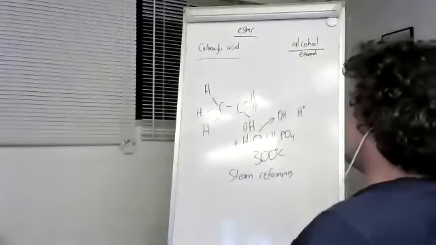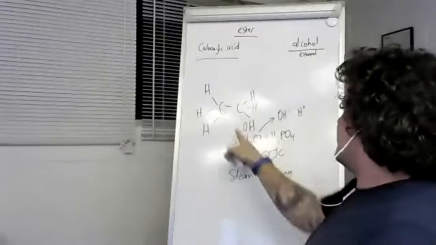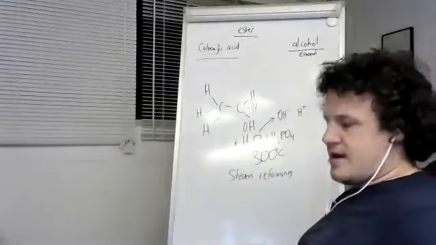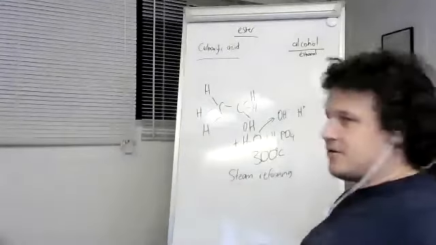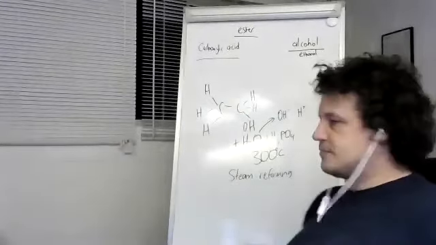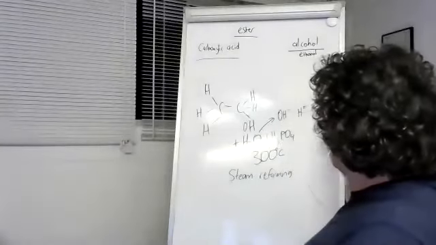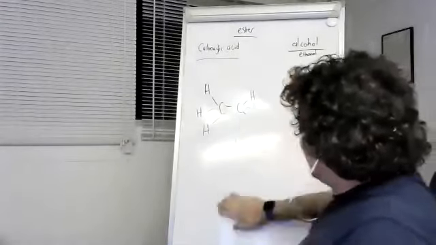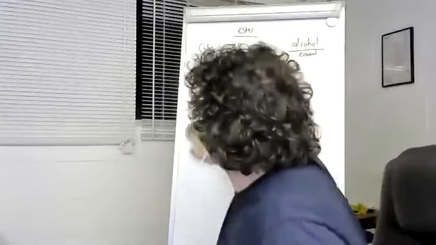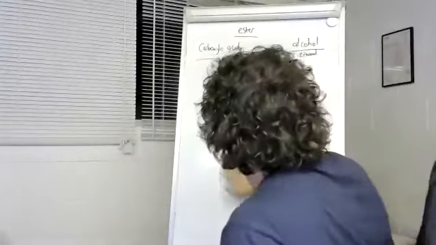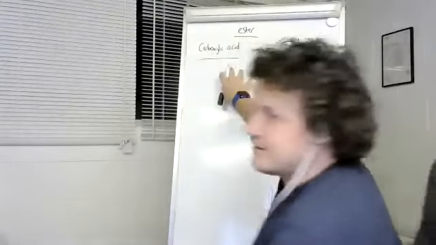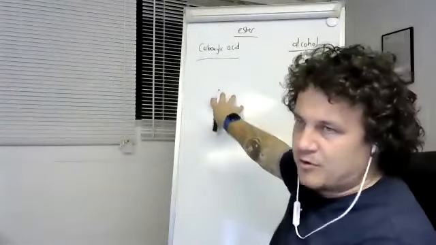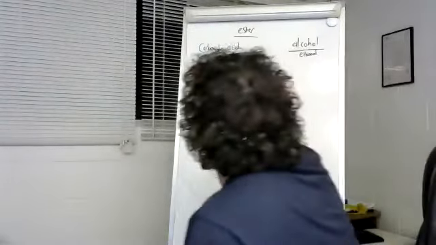That's the simplest way to make an alcohol. An alkene plus water, hydrogen phosphate, and 300 degrees Celsius. So that's how we get to ethanol. What we also need to add is a carboxylic acid. This is a bit of a process. So we start with propane.